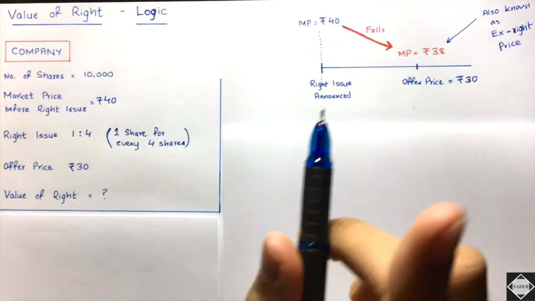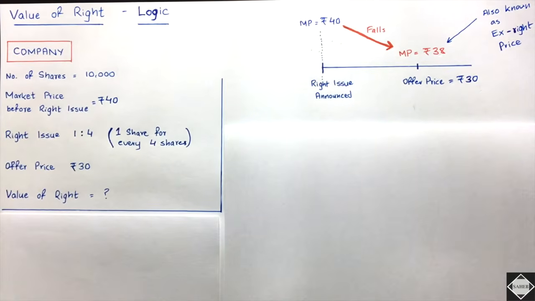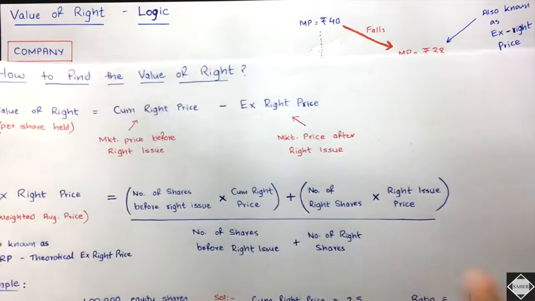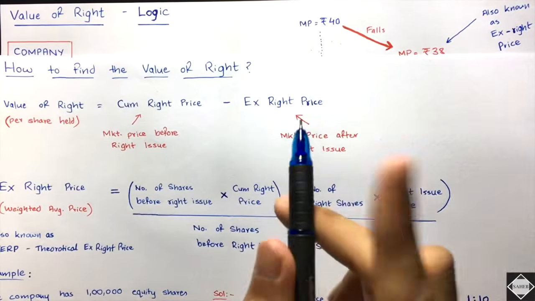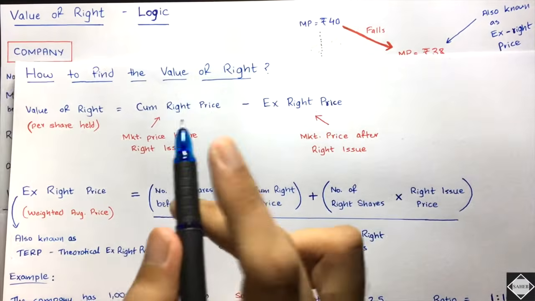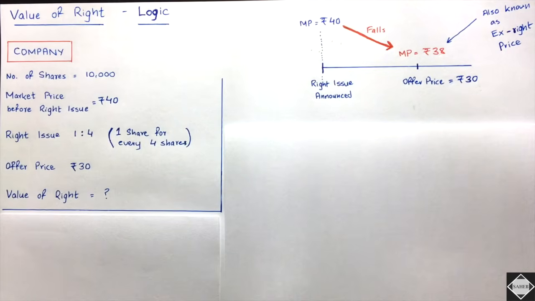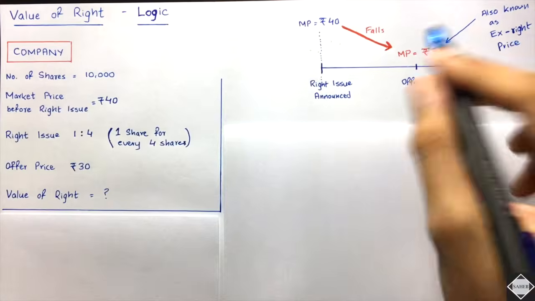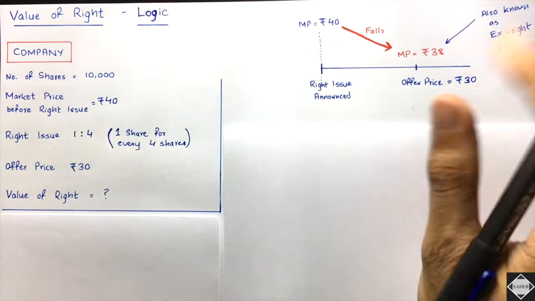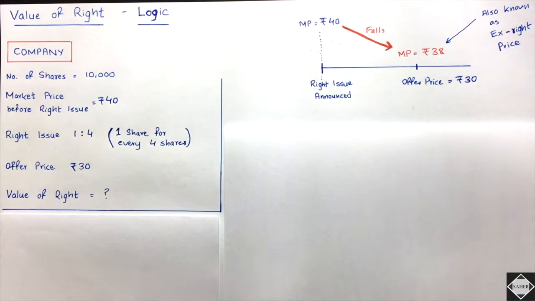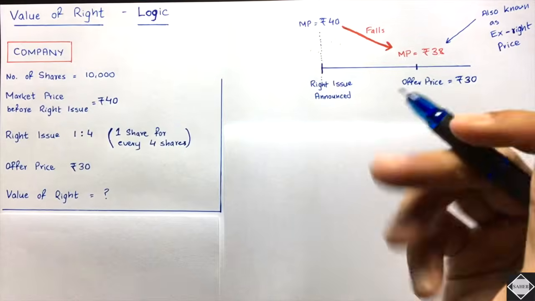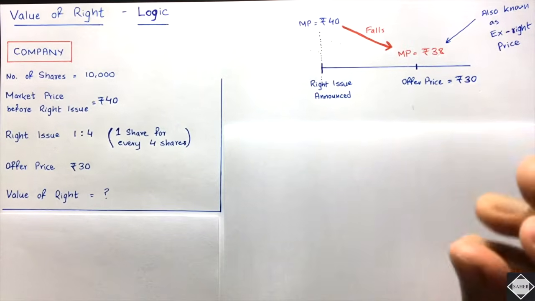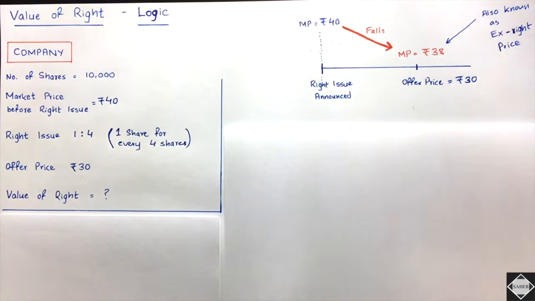Not the per share value, not this calculation I'm saying, not cum right price minus ex right price. No, not per share I'm talking about. I'm talking about the whole value of right. Whole value of right is the discount element. 38 minus 30, that is 8 rupees. 8 rupees will be the whole value of right. At that price you can sell your whole right in this case.